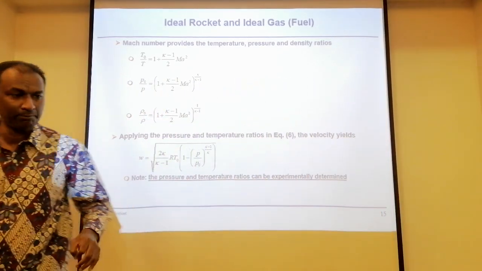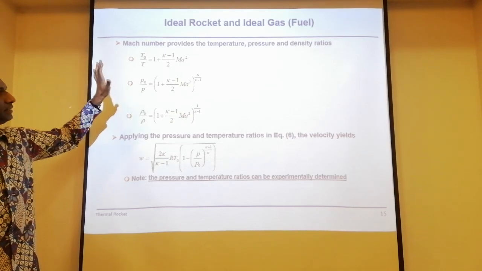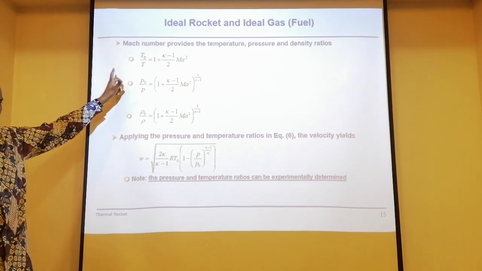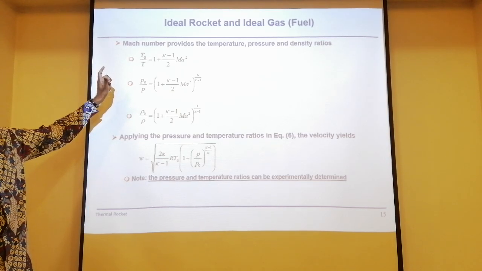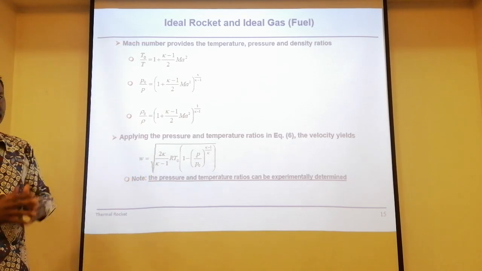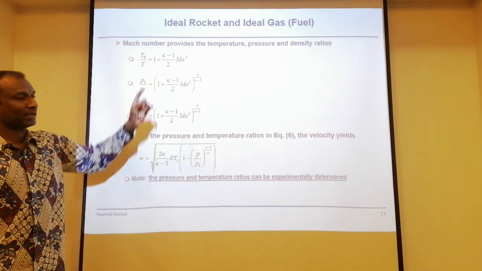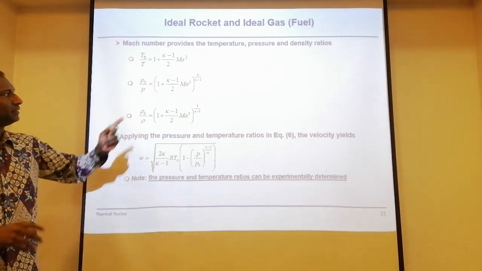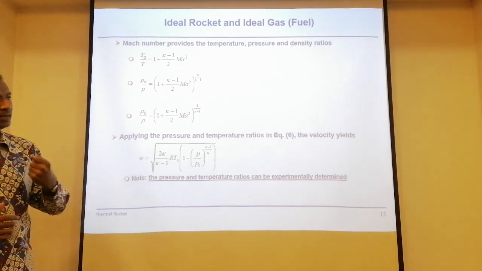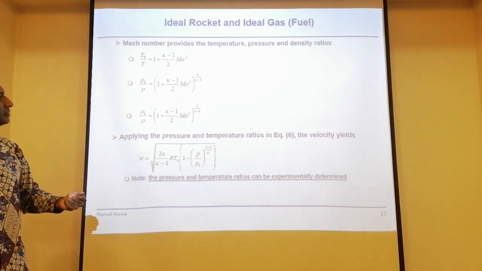Now, this is an important slide. Ideal rocket and ideal gas. Temperature ratio: T naught is your chamber and T is your exit. So I have a ratio. I can find the temperature ratio in terms of kappa, Cp over Cv, and the Mach number. The Mach number of what? The Mach number of the exit gas, the outgas.